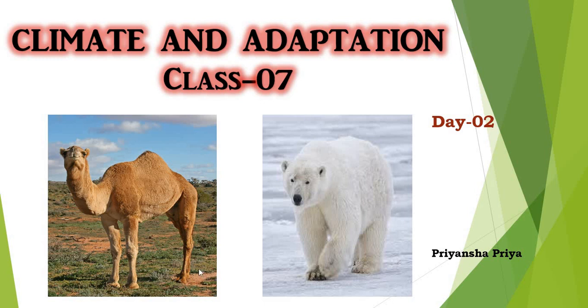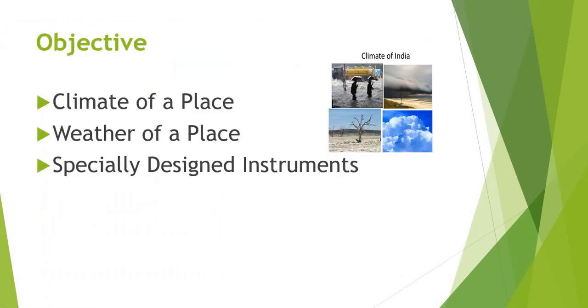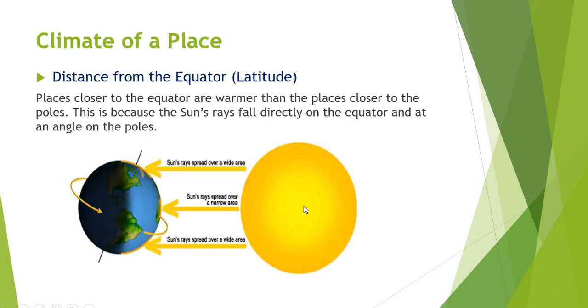Hello students, we are studying the chapter Climate and Adaptation, and in the last class we have studied about weather and climate, factors affecting the climate of the earth as a whole. In this module we are going to study about climate of a place, weather of a place, specially designed instruments. So coming to climate of a place.